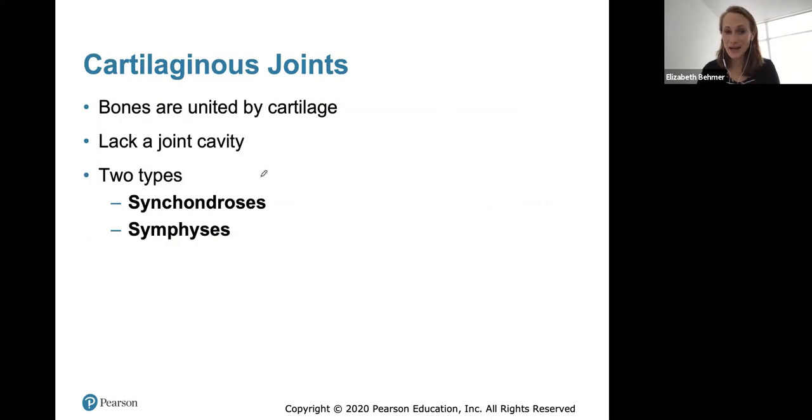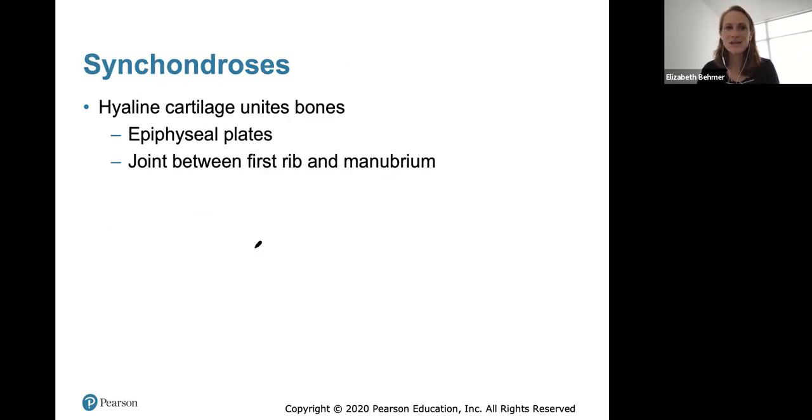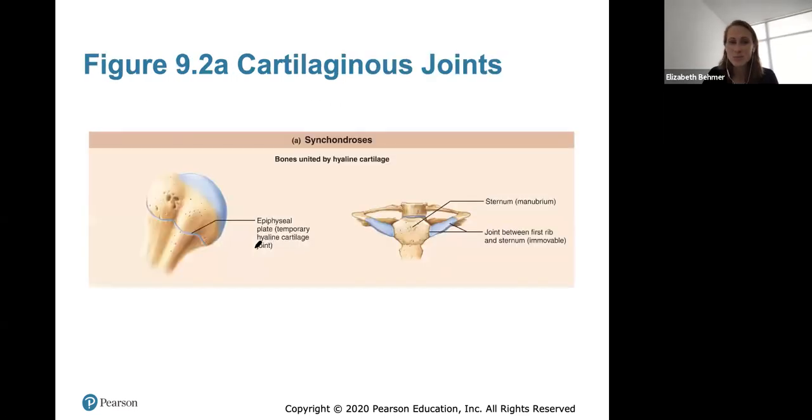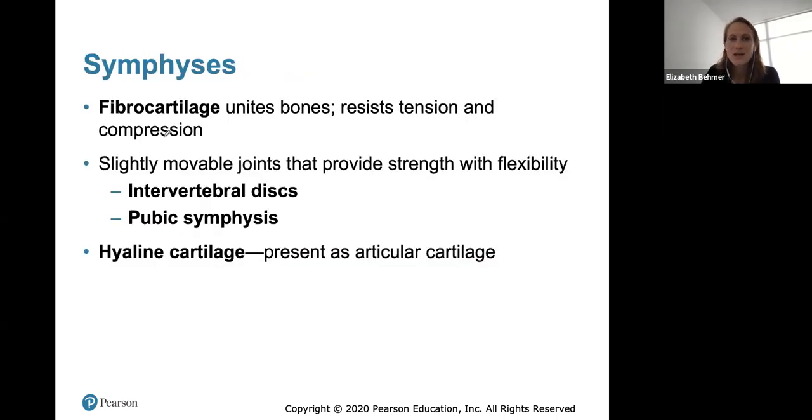Cartilaginous joints lack a joint cavity. They're bones that are united by cartilage. They can be synchondroses or symphyses. Synchondroses are hyaline cartilage uniting bones, like the joint between your first rib and the manubrium, or the epiphyseal plate. So this is the synchondrosis.